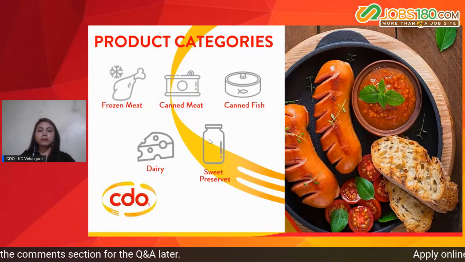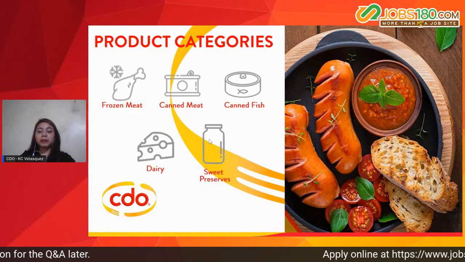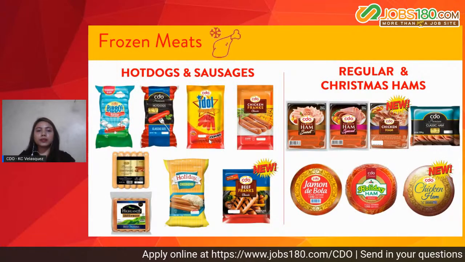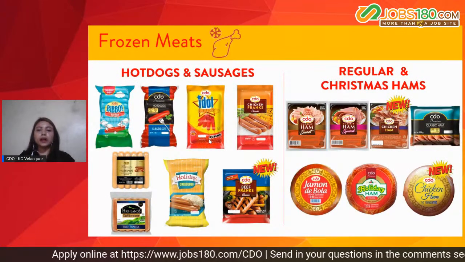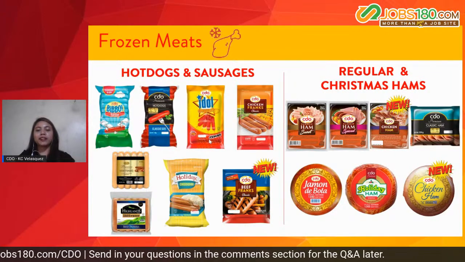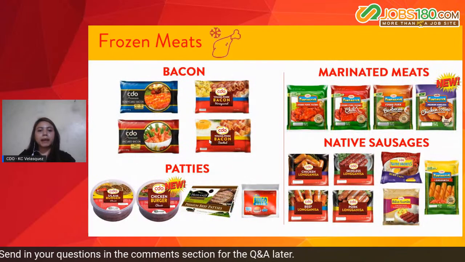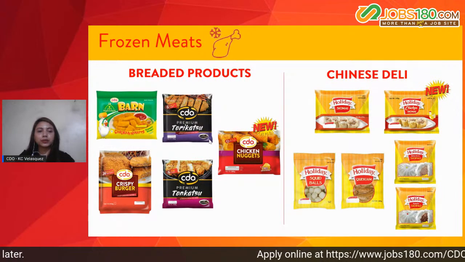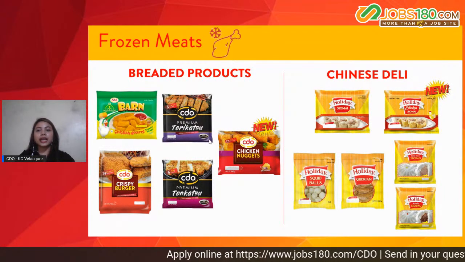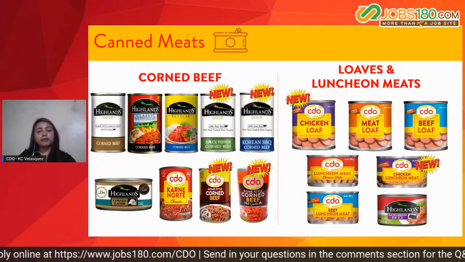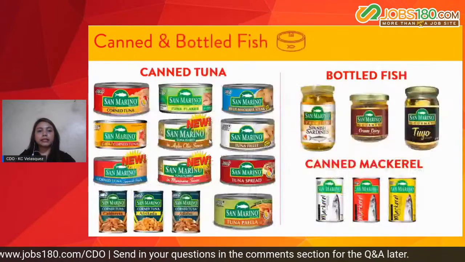So just to show some of the pictures so that you can be familiar with our products. Hot dogs and sausages, there's the Idol, Bibo, Holiday, and Christmas hams this coming Christmas season. We offer holiday ham, bacon patties, tocinos, and longganisa. We also have breaded products like tonkatsu, chicken nuggets, and Chinese delis. Corned beef, the Highlands and Carne Norte, if you're familiar, and luncheon meats.